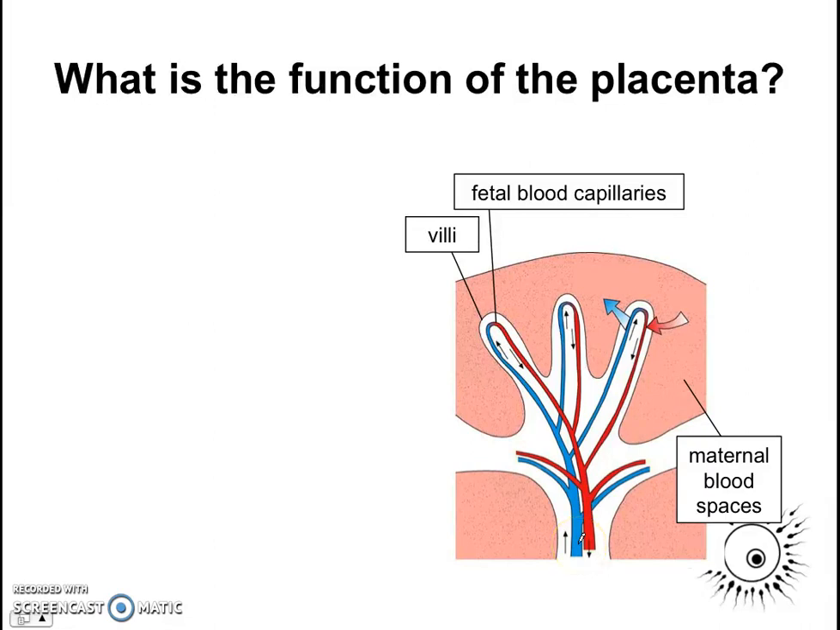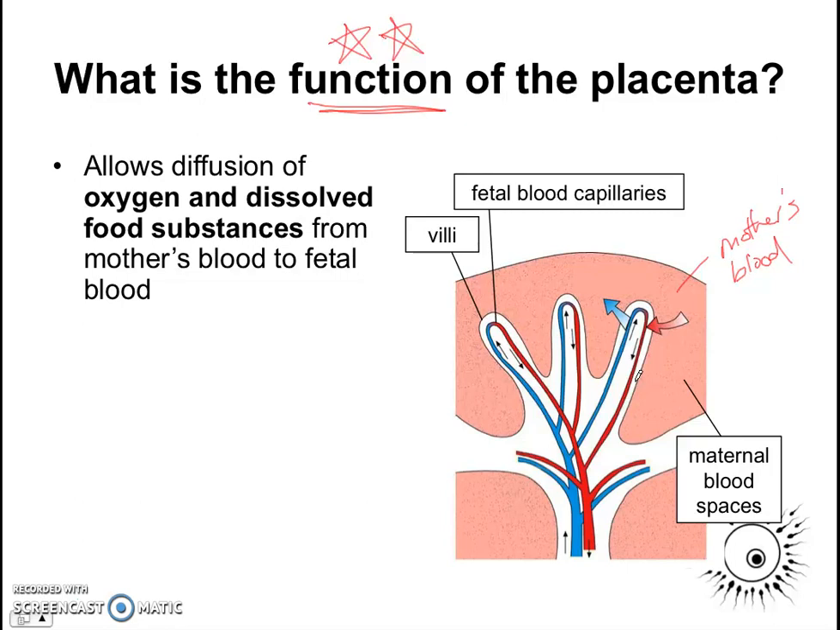Now this is a very important part of your syllabus. You need to know the function of the placenta. Right? The structure is not as important, the function is very important. So what happens in the placenta? Here's our diagram. In the diagram here, you will see the villi, and inside the villi you will see the fetal blood capillaries. So these are the blood capillaries of the baby. And over here you can see surrounding the fetal blood capillaries are the maternal blood spaces. So this is the mother's blood system, surrounding the villi.